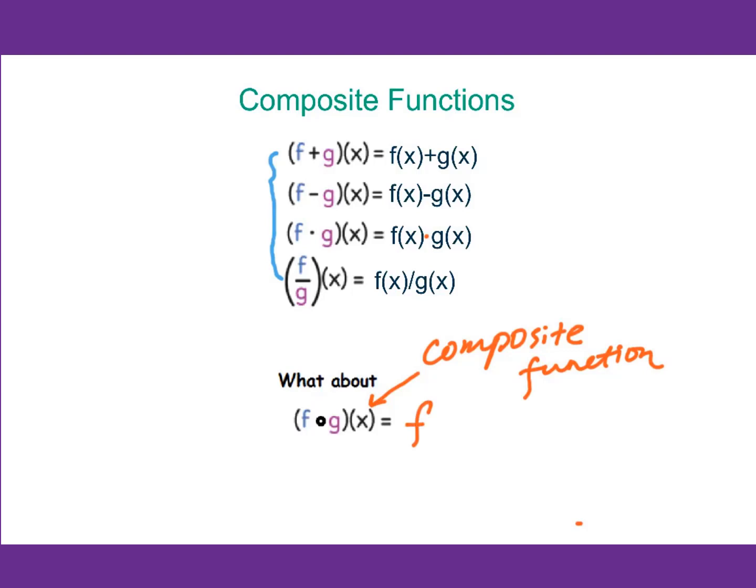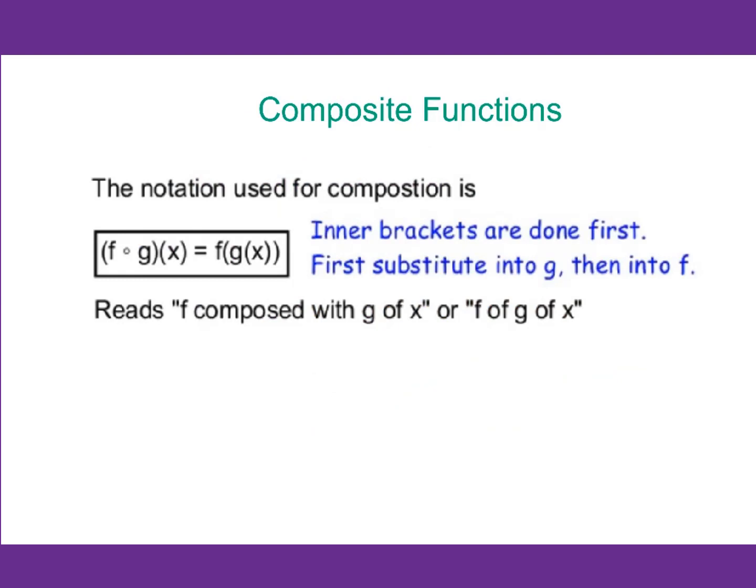It equals f of g of x. For composite functions, the notation used is this one. Remember, inner brackets are done first, so inside first. First substitution into g, then into f. It is read as f composed with g of x, or f of g of x. Normally we use this.